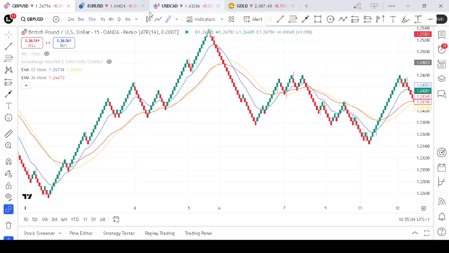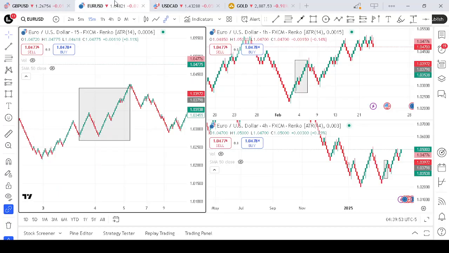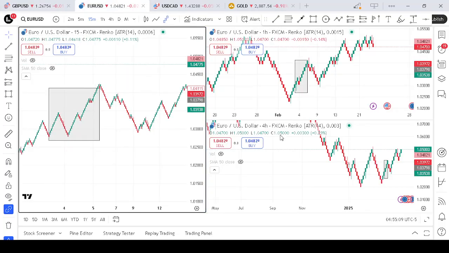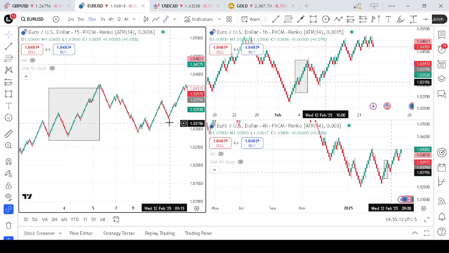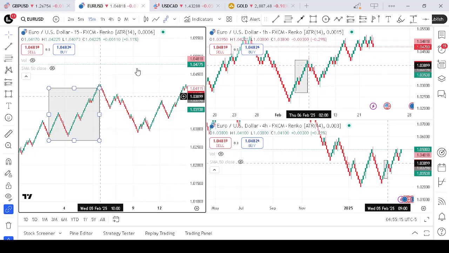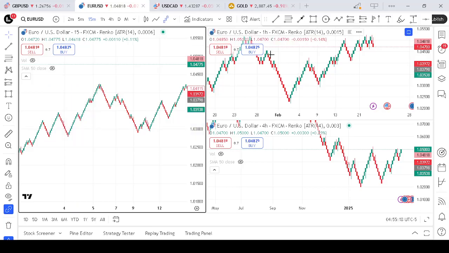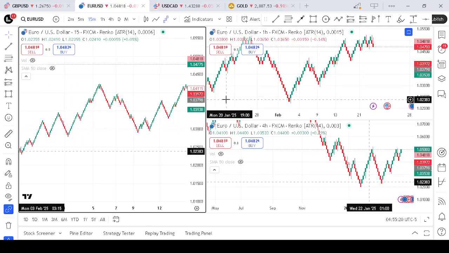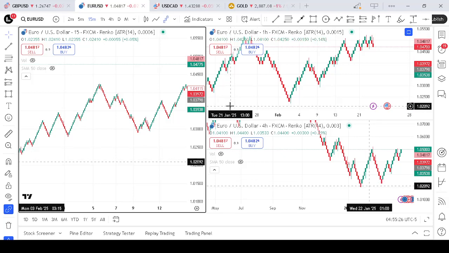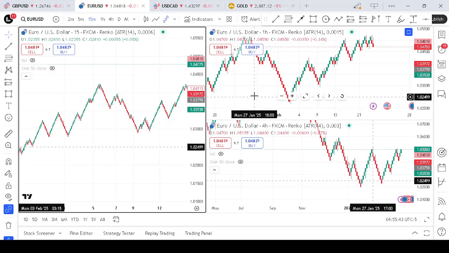We start by setting up 3 charts using a 5 pip brick size for major pairs. This provides a sweet spot between noise reduction and trading opportunities. Let's get this again. We start by setting up our 3 charts with 3 brick sizes.